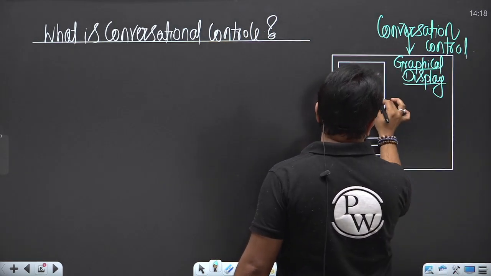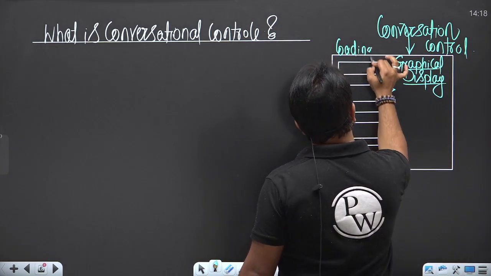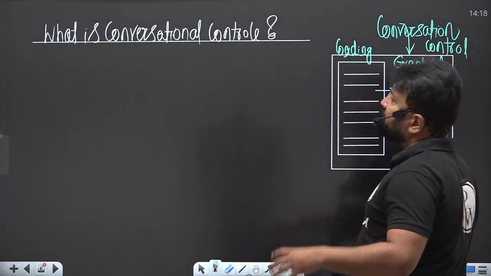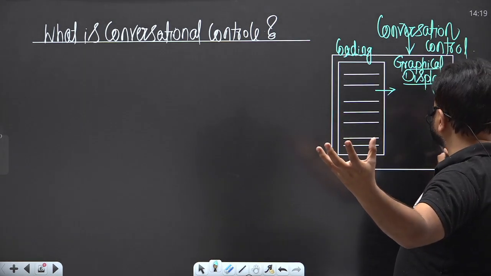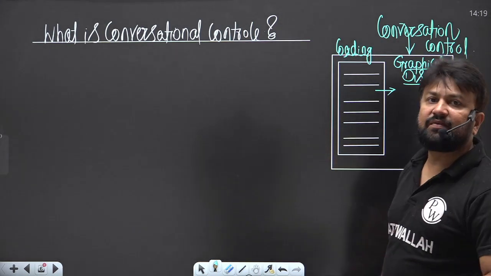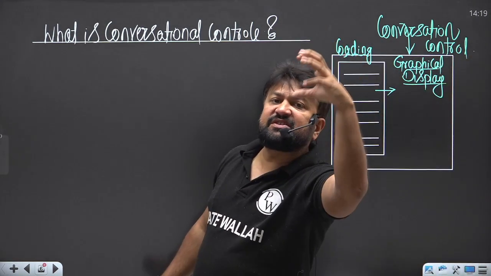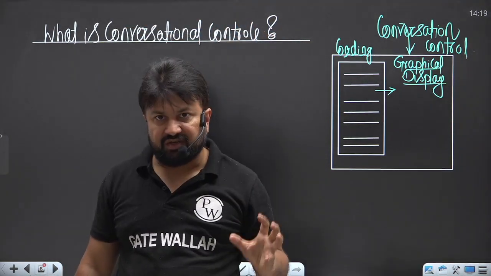Whatever you have done, this is a coding, my dear. This is a coding or a language which you are using for the movement of the tool. That language is going to be converted into some display, a graphical representation of the tool. That is conversational control. So CNC machine tool builders offer an option that is known as the conversational control.